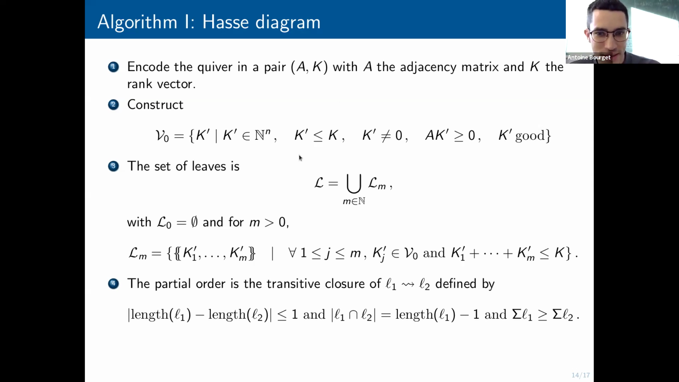So you construct this set. These are the good lower quivers. And then the leaves are just the unions of all the sets of good quivers. So L0 is the empty set, and then LM is, so this notation means multi-set. You can have repetition of the same quiver. So I have to pick a symbol for that. And basically, the only condition is that all the Ks are in V0 and their sum is smaller than the initial K. So this is how we get the set of all leaves.